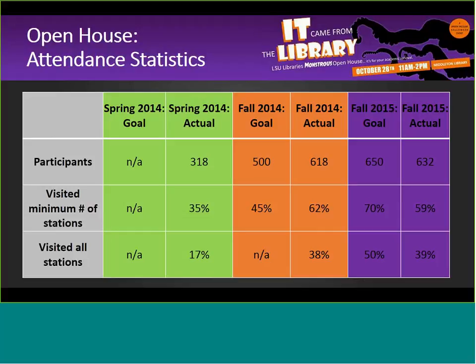This is students that visited a particular number of stations that we required for them to get their name put into the drawing. And we have shifted that over the years. The first year that we did this, we had 20 stations around the library, and students had to go to at least 12 of those 20 stations. So what we discovered is that 35% went to the minimum required.